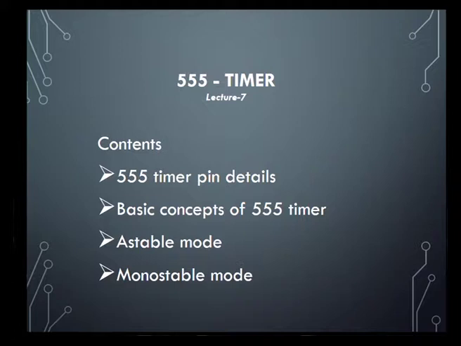The topics that we are going to discuss today in the 555 timer are the pin details of the 555 timer and the basic concept of the 555 timer, and also there are two modes in the 555 timer, that is the astable mode and monostable mode. Let us start with the basic definition and where we are going to use this 555 timer.